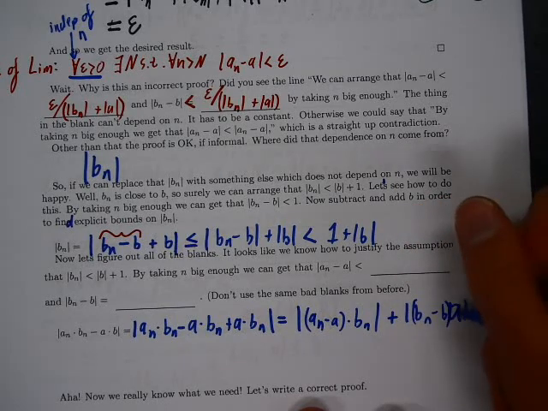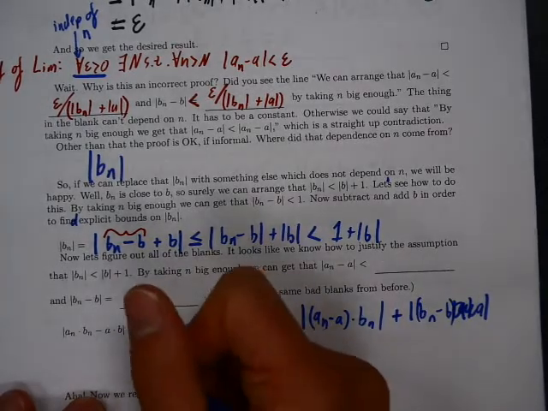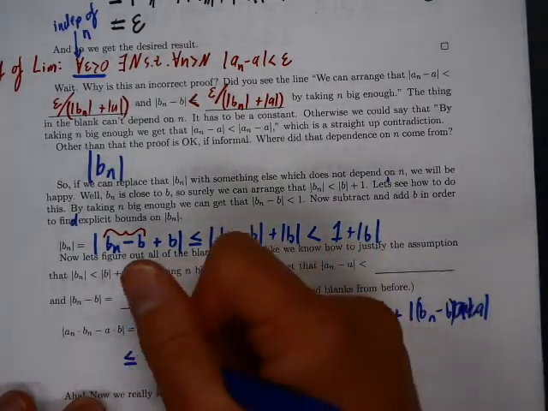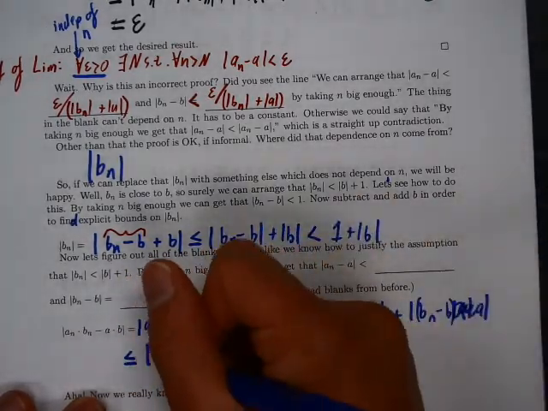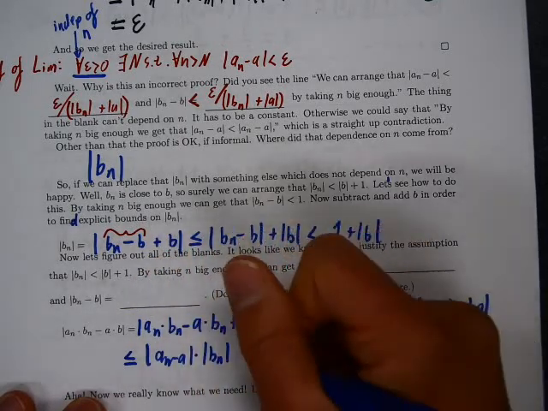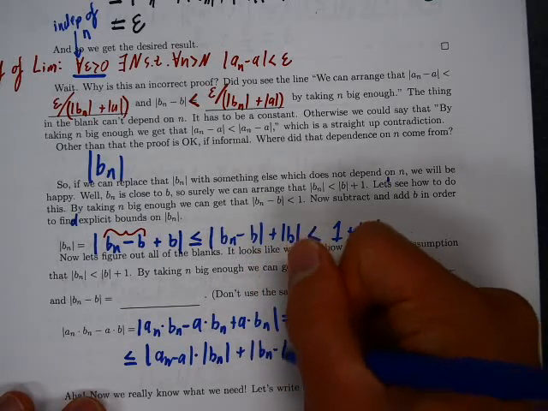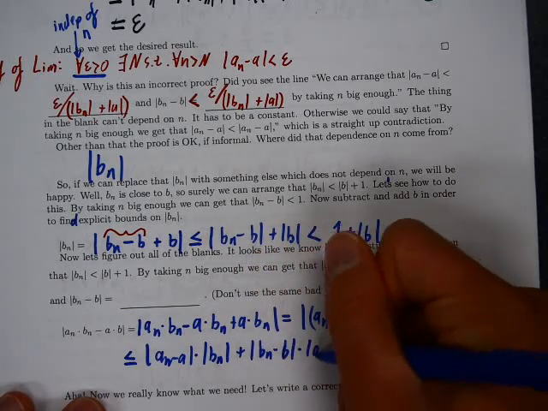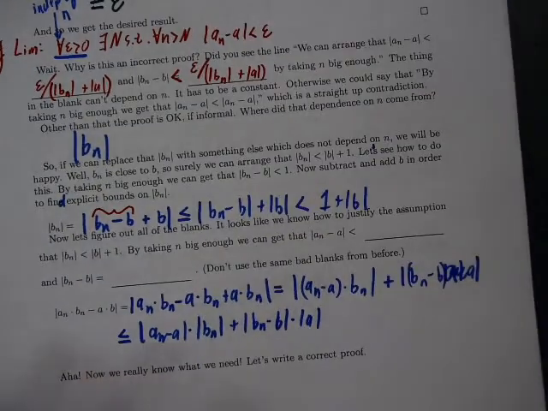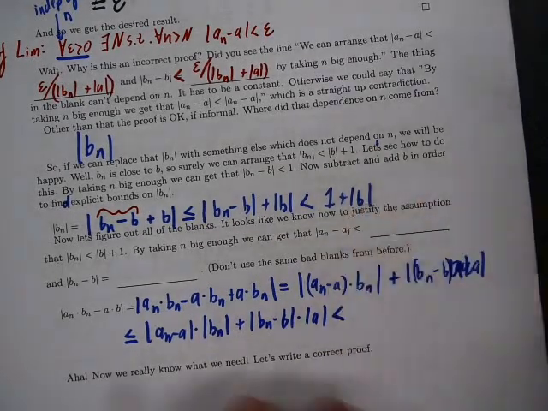I haven't used the triangle inequality yet. But now I can use the triangle inequality to get that this is less than or equal to the absolute value of a sub n minus a times the absolute value of b sub n plus the absolute value of b sub n minus b times the absolute value of a. And so now you just stare at this for a second. This I can make as small as I want. So that's going to be one of the things that we just have in a blank.